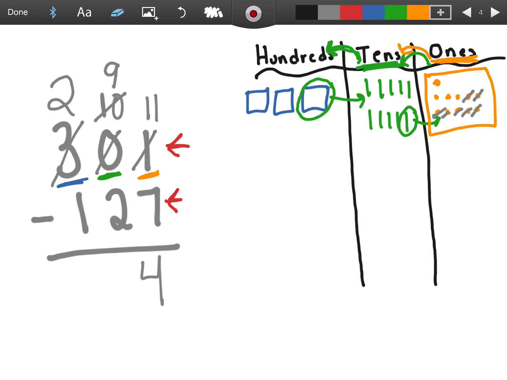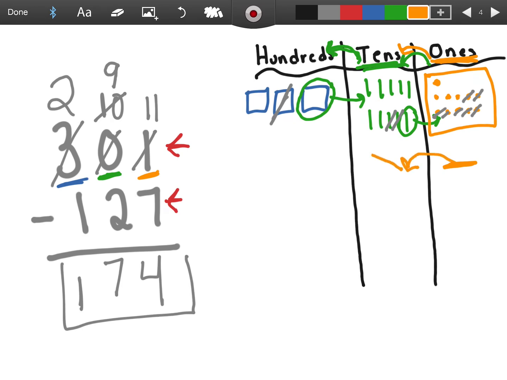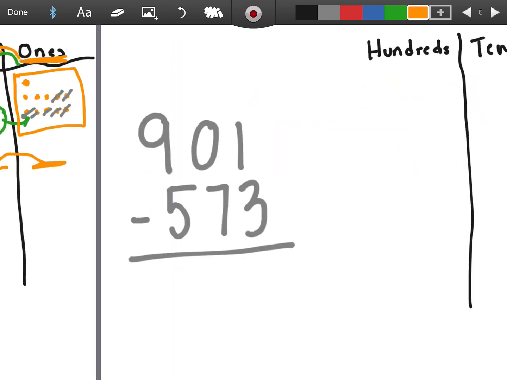Now we have 9 tens, and we want to take away 2. 1, 2. That leaves us with 7 tens, and then we had 200s left, and we took away 1, leaving us with 100, making the difference 174. So what I want you guys to see is that sometimes when we're in the ones place and we cannot borrow anything from the tens place, we actually have to jump again next door and borrow that way. So let's see if we could do that in another problem.